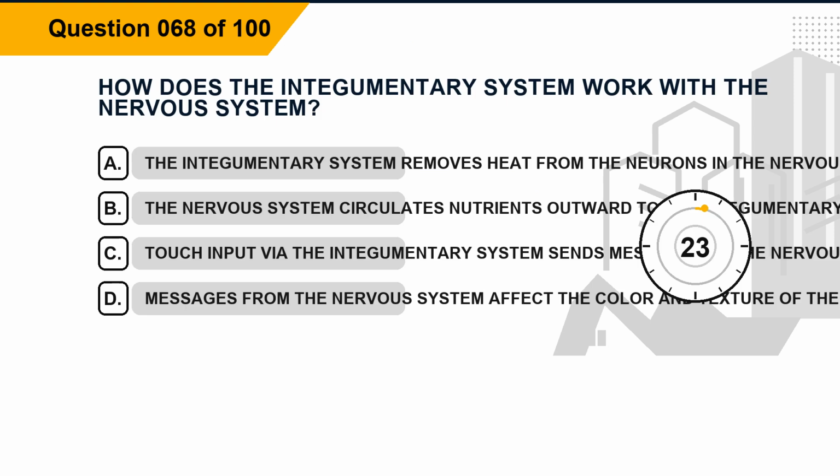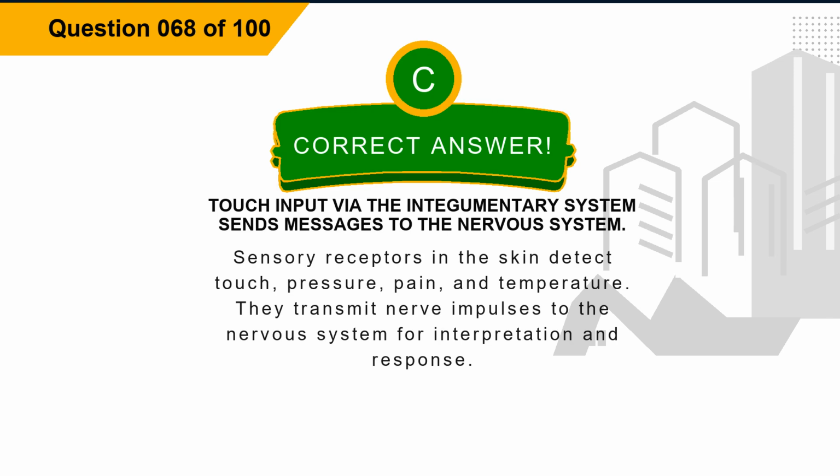Question 68. How does the integumentary system work with the nervous system? Option A, the integumentary system removes heat from the neurons in the nervous system. Option B, the nervous system circulates nutrients outward to the integumentary system. Option C, touch input via the integumentary system sends messages to the nervous system. Option D, messages from the nervous system affect the color and texture of the skin. The correct answer is option C. Explanation: sensory receptors in the skin detect touch, pressure, pain, and temperature. They transmit nerve impulses to the nervous system for interpretation and response.